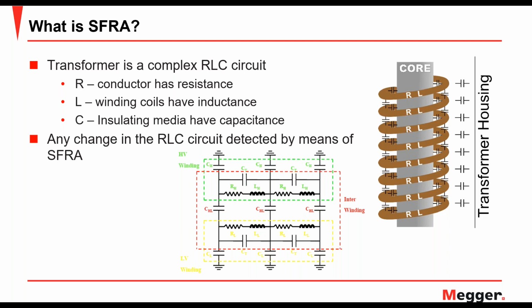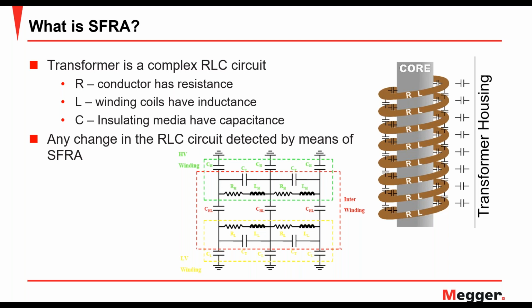Not only does capacitance exist between the windings and between the winding and ground, it also exists between the turns of the windings. So there is interturn capacitance as well, not just interwinding and winding to ground. All of these elements together form a complex system.